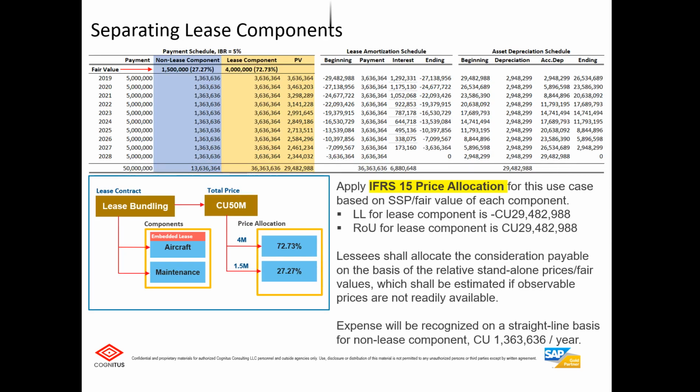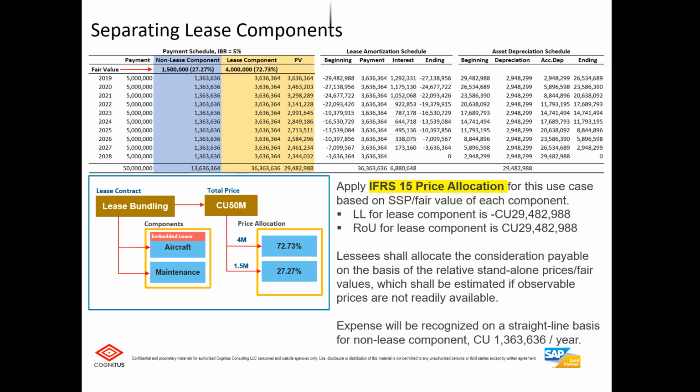So continuing to the example, to identify an embedded lease, we need to separate the contract into its lease and non-lease components and allocate consideration to each. By separating the lease, the lessee shall allocate the consideration payable on the basis of the relative SSP, or what we call stand-alone price or fair value, which shall be estimated if observable prices are not readily available. Taken from our example, the total payment for both components is 50 million, which will be amortized at 5 million for every year over 10 years with an incremental borrowing rate of 5%.